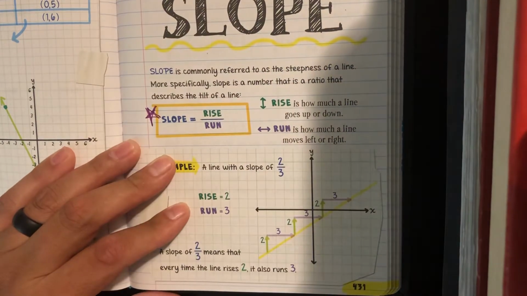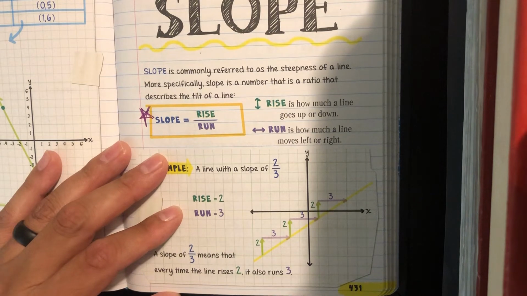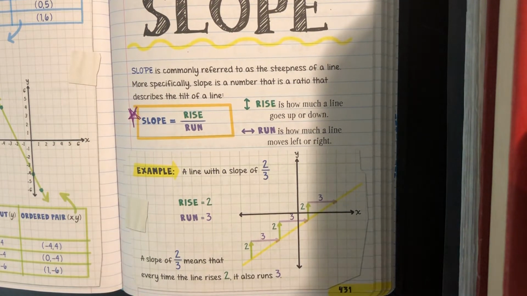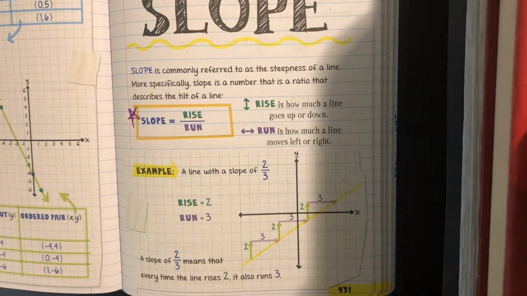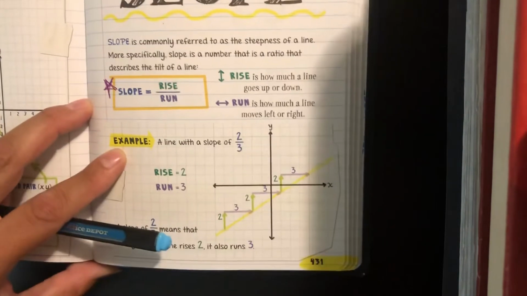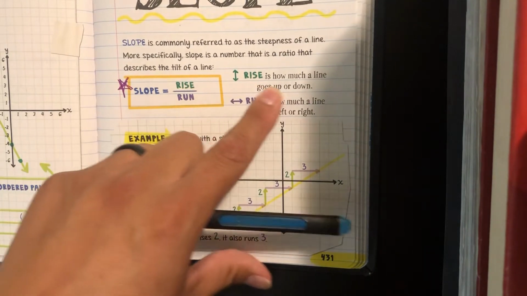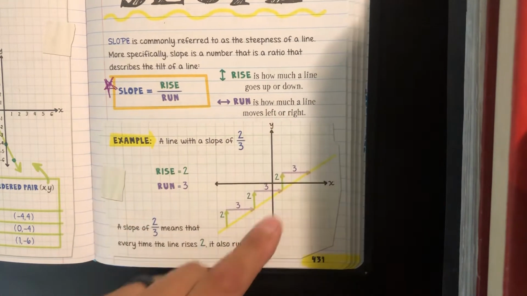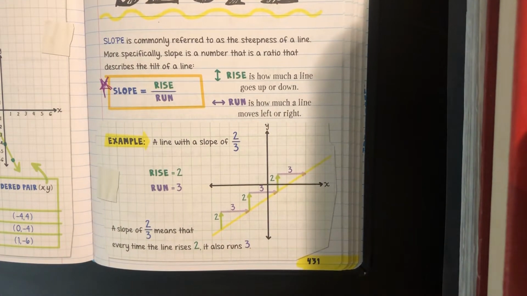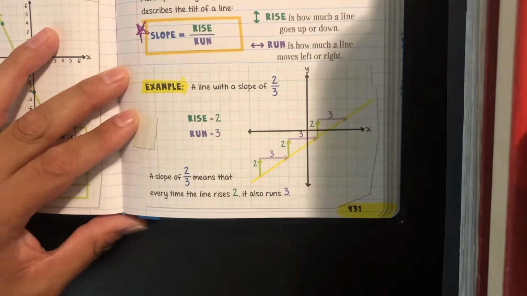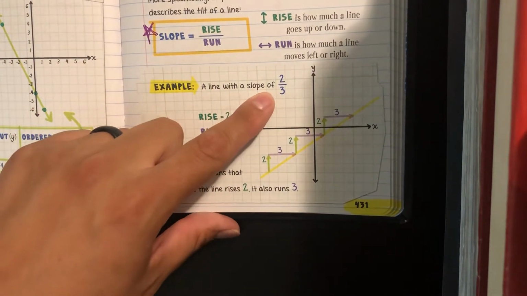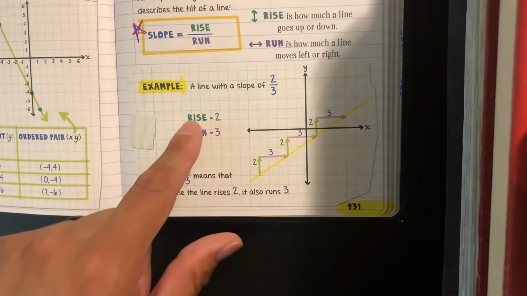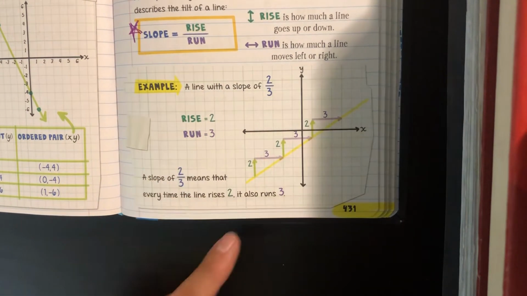You might be thinking to yourself that you're not really sure what that means, rise over run, which is totally okay because that is what we are going over today. The rise is how much a line goes up or down, and the run is how much a line moves left to right. So, if you look below, it says an example, a line with a slope of 2/3. So the slope is 2/3. 2/3 has a rise of 2 and a run of 3.